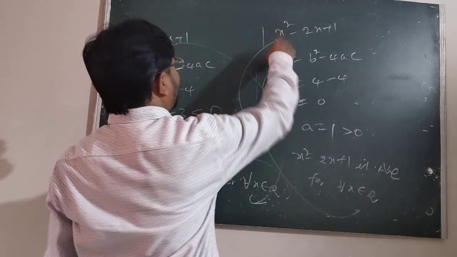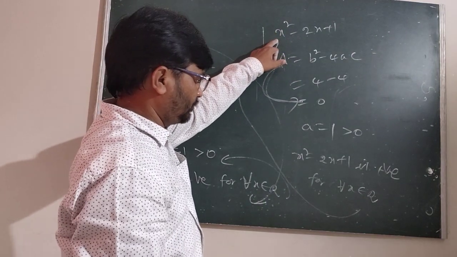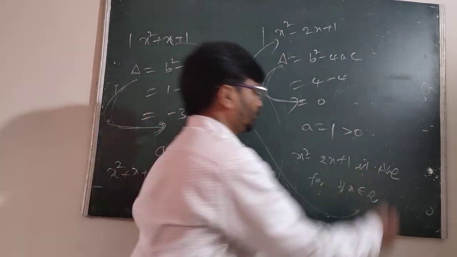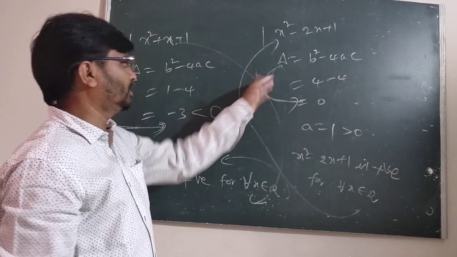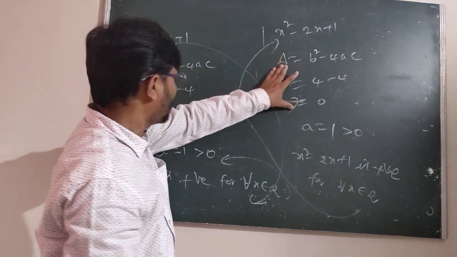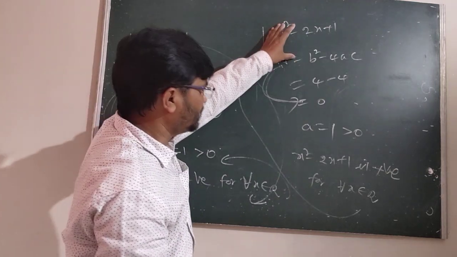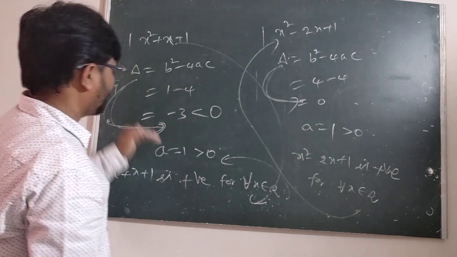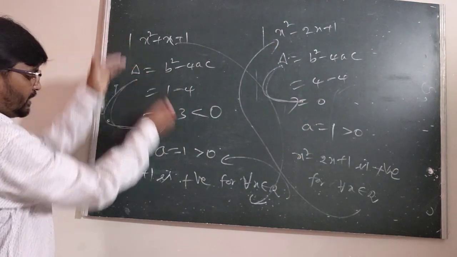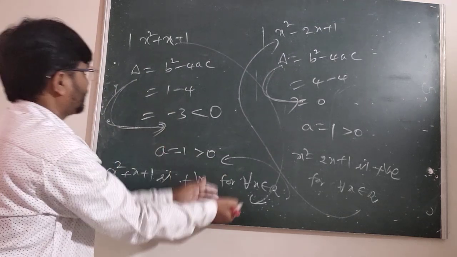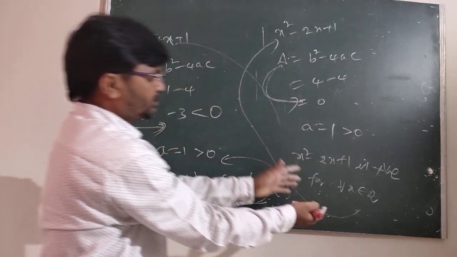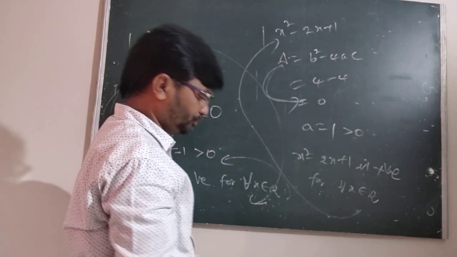If you take any real value for x, it is always positive, because we know the theorem: if the discriminant is 0 or less than 0, the expression sign depends on the coefficient of x square. If it is positive, the expression is positive for any real number. If it is negative, the expression is negative for any real number.